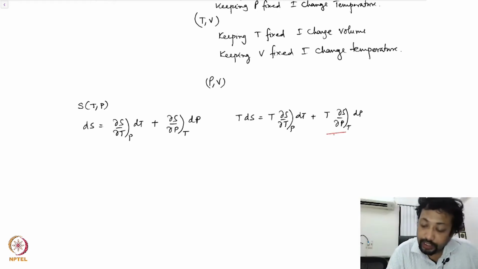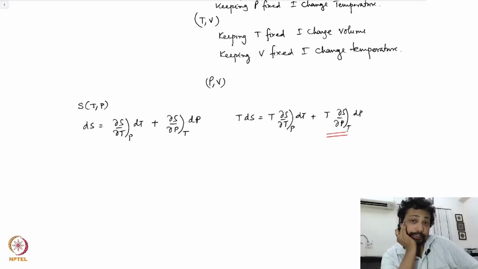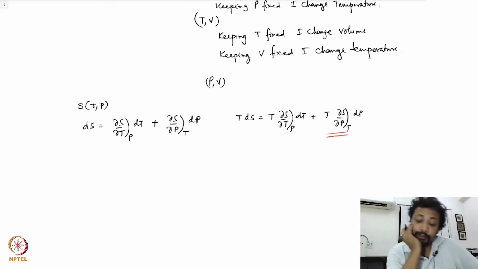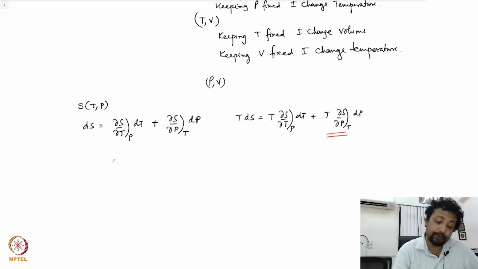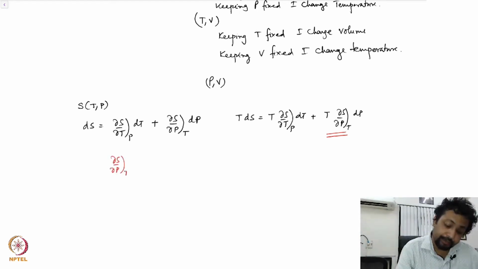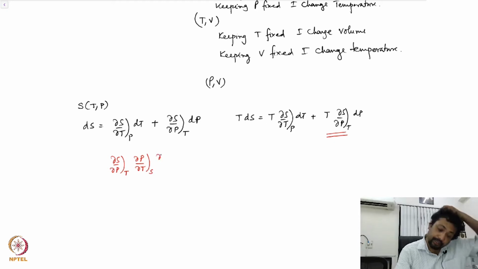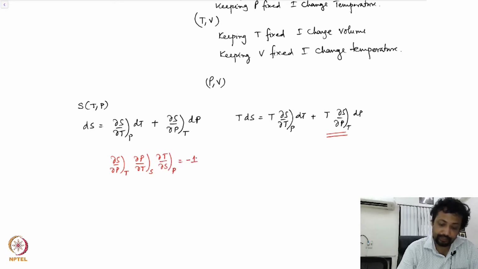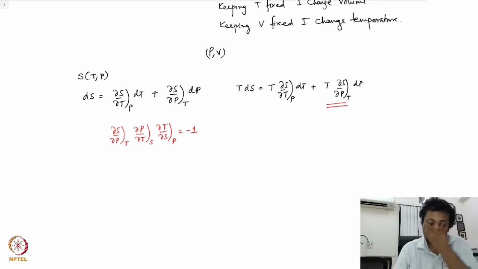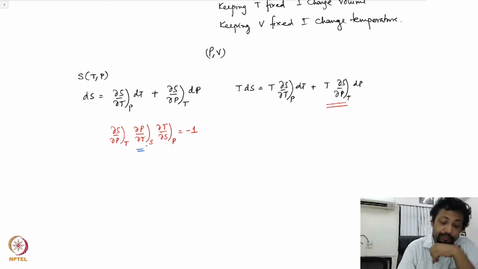Now I have to figure out how to evaluate this. So one possible way of evaluating this would be to write del S del P at constant temperature as del P del T at constant entropy, and then I have del T del S at constant pressure as -1, correct? I can also try to figure out, and then once again here I have to figure out what is del P del T at constant entropy. I can also try to see if there is a Maxwell relation corresponding to this.